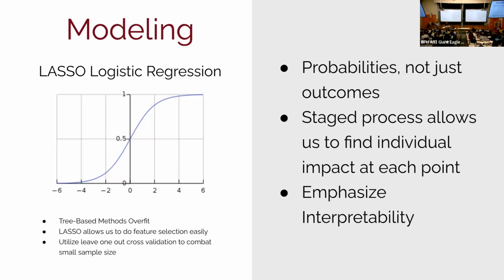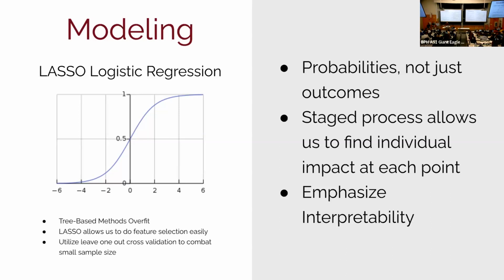Then, like I mentioned, the stage process also allows us to look at the contributions of individual players. So we can look at the prediction value at each stage and then look at the change of prediction to give an impact to how each player performed in that in-between point.